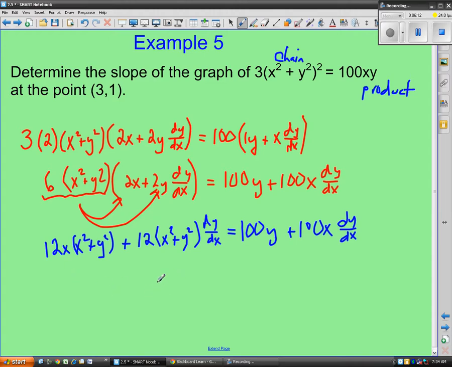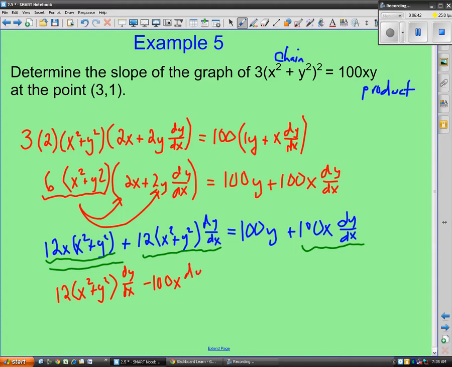So now I have to move my dy/dx's across the equal sign, or at least to the same side, and anything that doesn't have a dy/dx, this guy right here, is going to move across the other way. So let's see, I'm going to leave my 12 times (x squared plus y squared) dy/dx. Leave that guy alone. Subtract the 100x dy/dx, and then that's going to equal my 100y, and then I subtract the 12x over here, which is 12x times (x squared plus y squared).